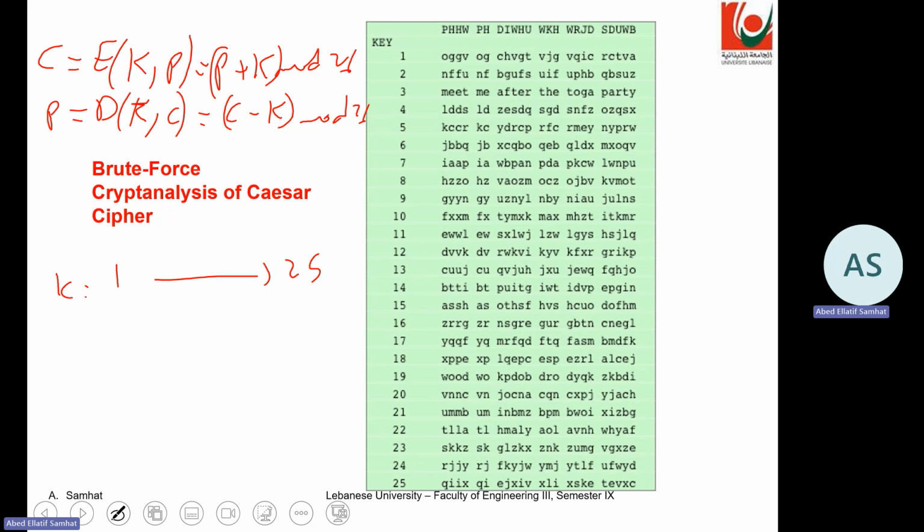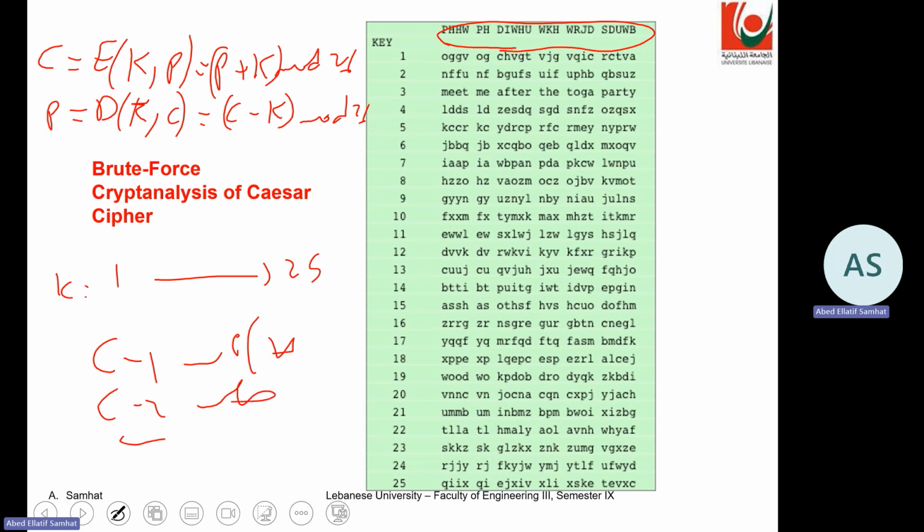So with this Caesar cipher, you can conclude that a brute force attack is not difficult, because you can try all 25 possible keys. For example, assume that you intercept this ciphertext, and you know that the algorithm used is the Caesar algorithm. In this case, you can try all possible keys. You can try k equal 1 and apply c minus 1 mod 26, then 2, c minus 2 mod 26, c minus 3.